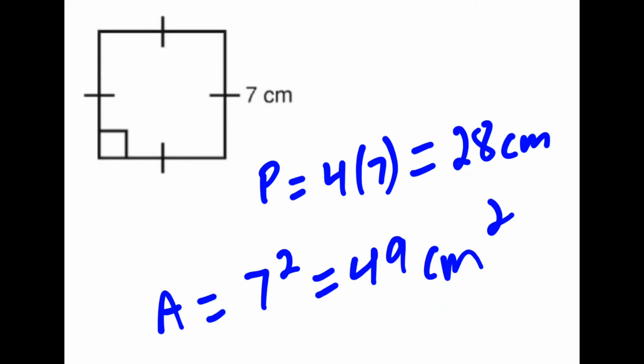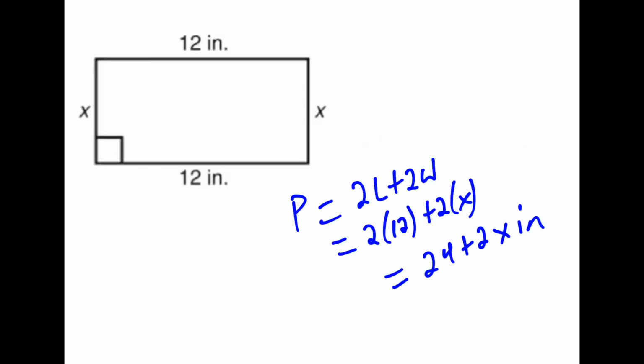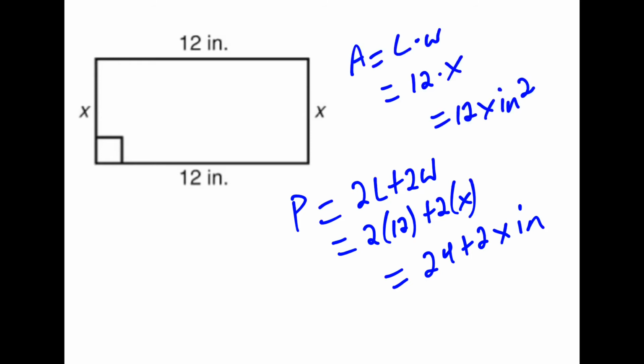For this one, these 4 hash marks indicate that this is a square, because all side lengths are the same. So to find the perimeter, we take 4 times the side length, 28 centimeters. To find the area, we take the side length squared, 49 centimeters squared. For this rectangle, we know the length, we don't know the width. We use the same formula though, we plug in x for w, and we get an answer of 24 plus 2x inches. The same is true for area. We plug in length and width into the formula. We get 12x inches squared.